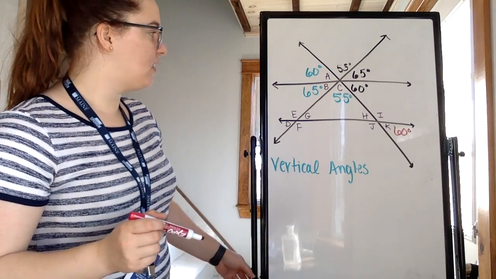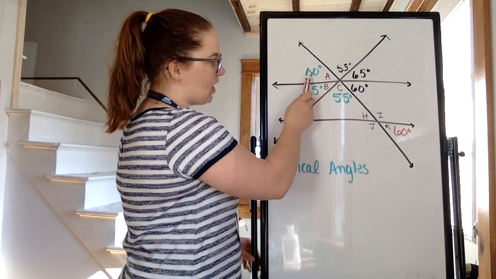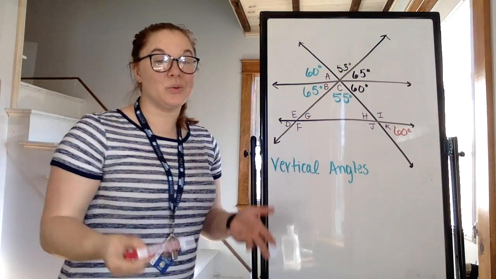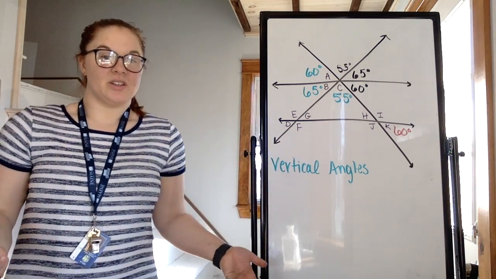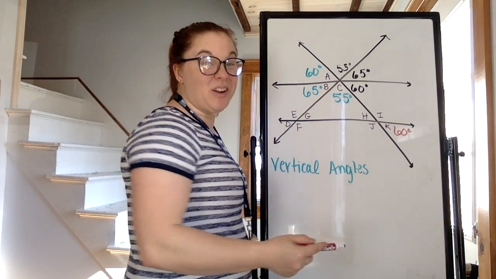I can see for 60 degrees and H, A and H, those are also corresponding angles. So H is 60 degrees. And we can confirm that because H and K are vertical.